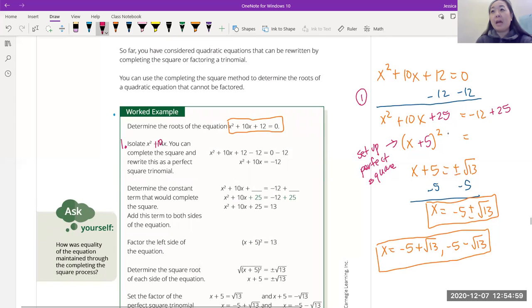And then so once I do that, now I'm saying that x plus 5 squared is now equal to x squared plus 10x plus 25. They are the same. If you don't believe me, I can show you right over here.